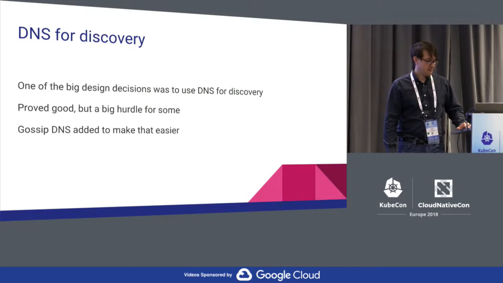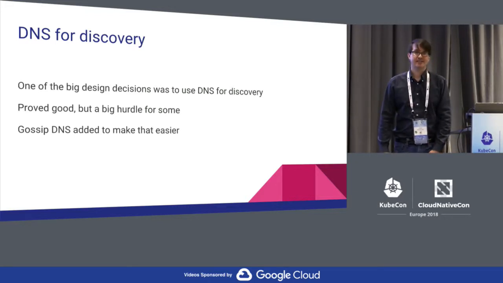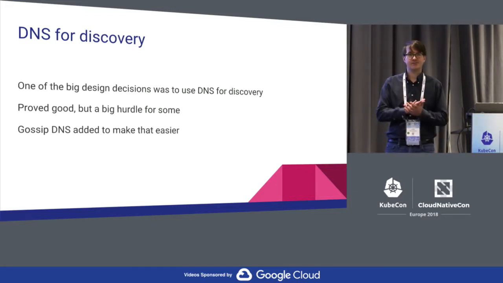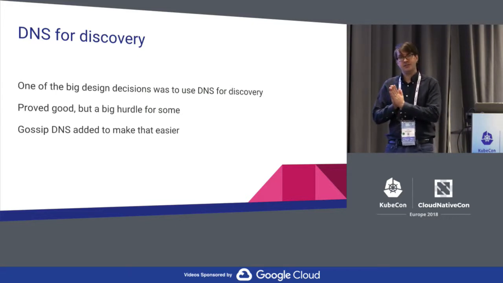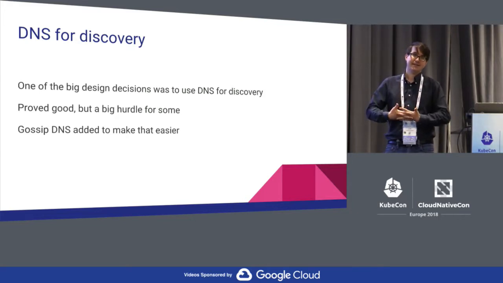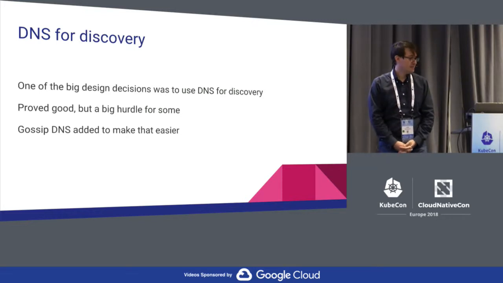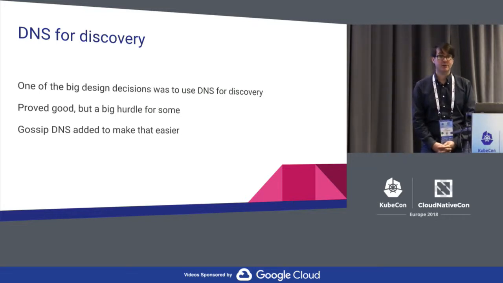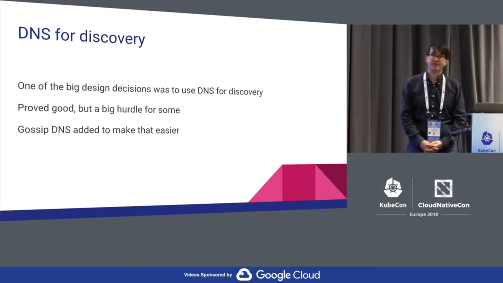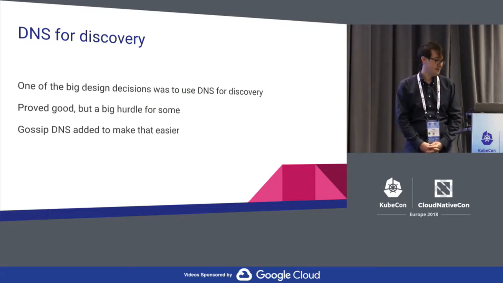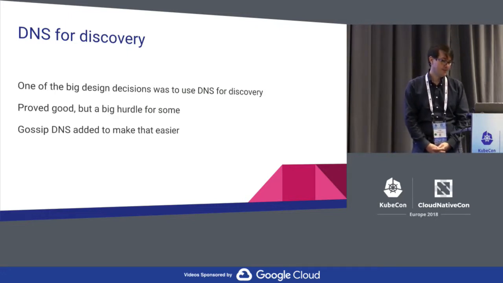Kops uses DNS for discovery. That was one of the big design decisions. The two main elements of discovery are that each node has to be able to know where the master is. In a cloud-type environment, that's not obvious. And the other one is that the etcd nodes need to be able to discover each other in an HA master scenario, or in a high-availability etcd scenario.